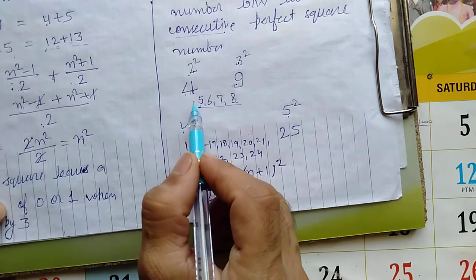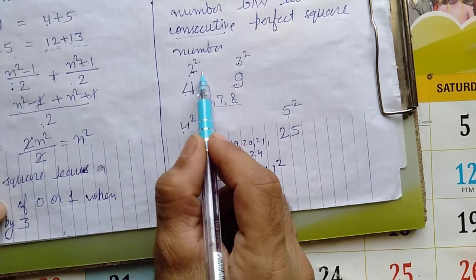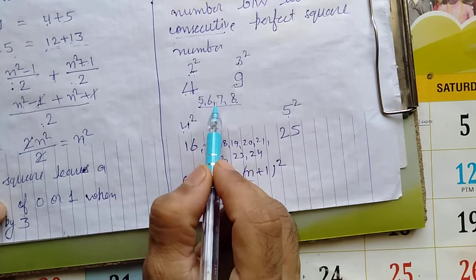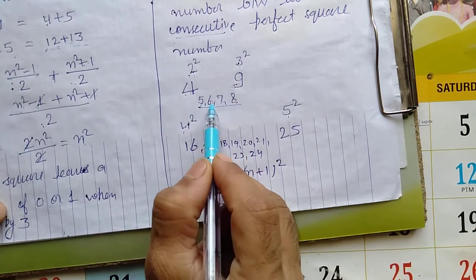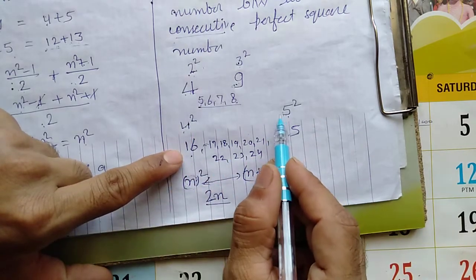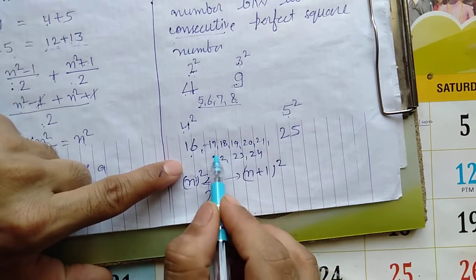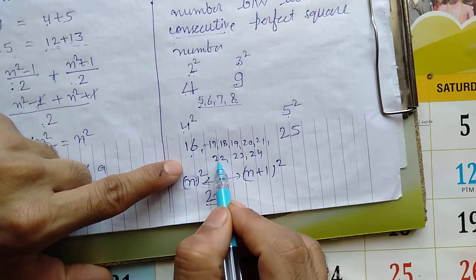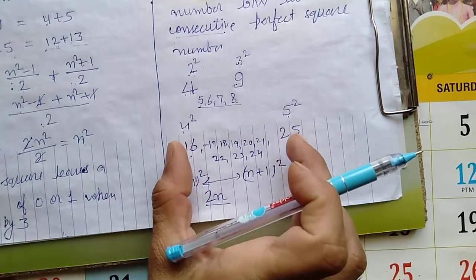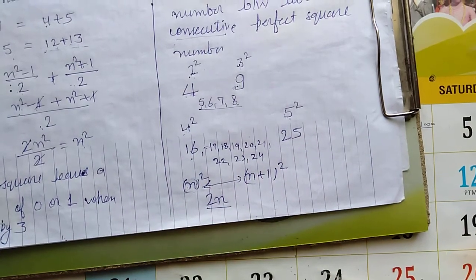Now come back to the same example, 2 square and 3 square. The smaller number is 2, which is n, and the double of 2 is 4. There are 4 numbers or not? 1, 2, 3, 4. Similarly, come back to 4 square and 5 square. The smaller number is 4, which is n. Double of 4 is 8. There are 8 numbers or not? 1, 2, 3, 4, 5, 6, 7, 8. So between two consecutive square numbers, there are 2n non-square numbers, right?